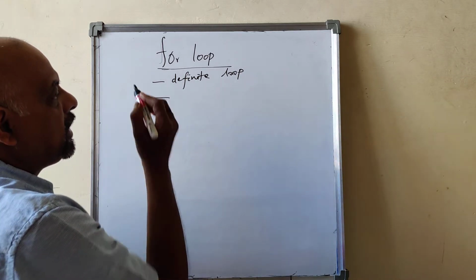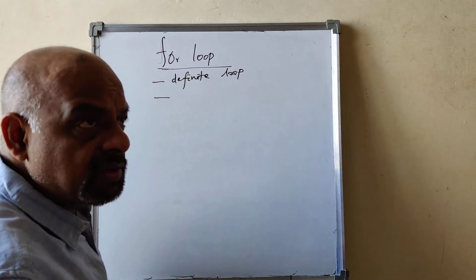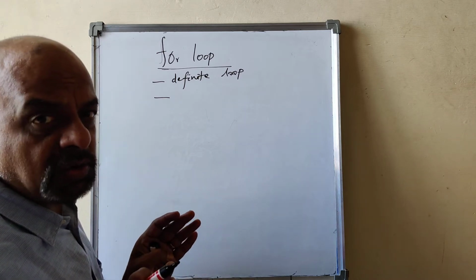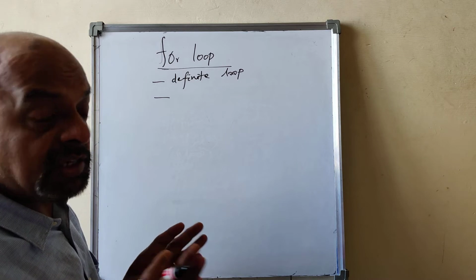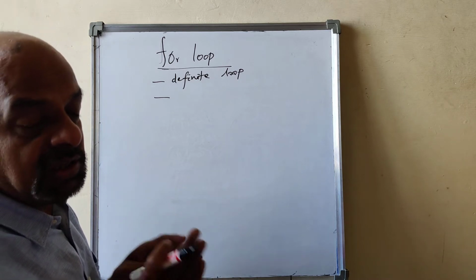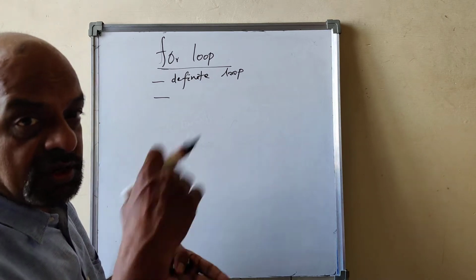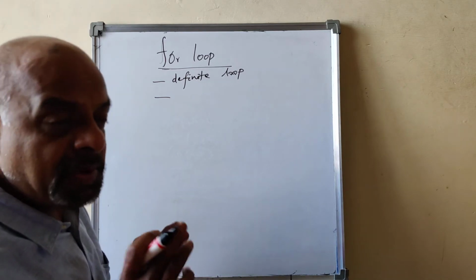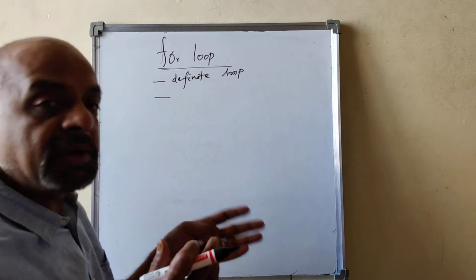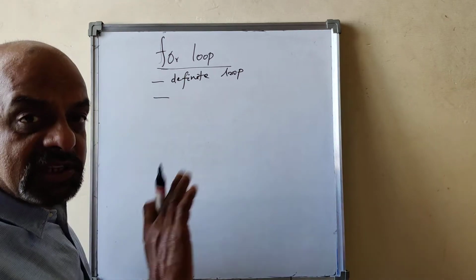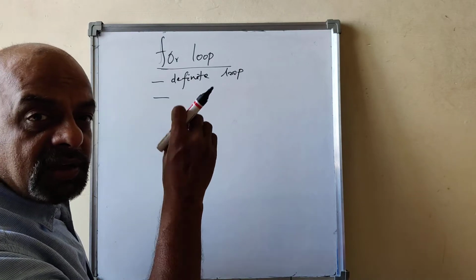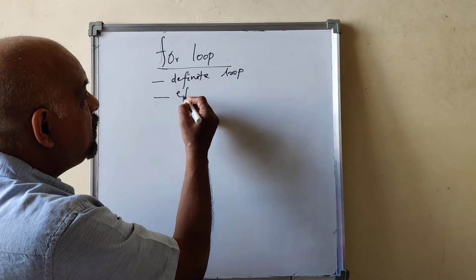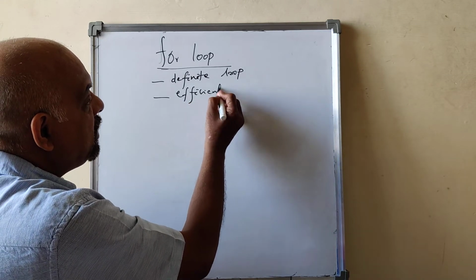In all the looping statements, we observe three important components: initialization of the loop control variable, the condition, that is the termination condition, as long as the condition is true you keep executing, and updation of the loop control variable. Updation is modification, that is either increment or decrement. All these three components are in a single line. It is more compact and more efficient.